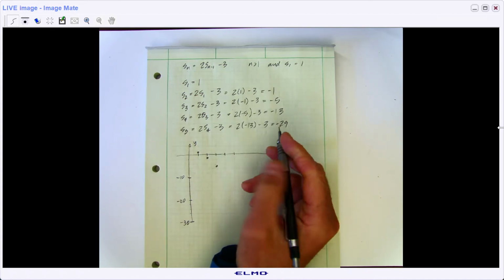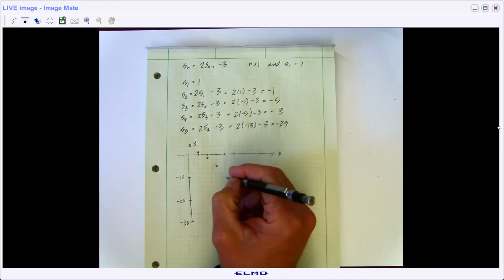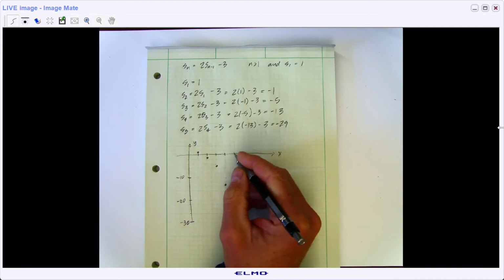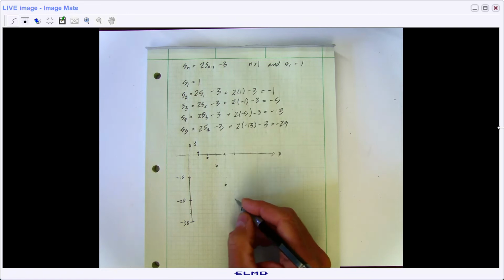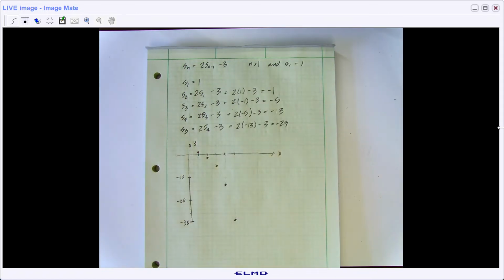At 4, I'm at negative 13. So let's see, then I would be down 10, 12, 13. And at 5, I'm at negative 29. So I'd be way down here at negative 29. So it appears like this particular function is not converging.